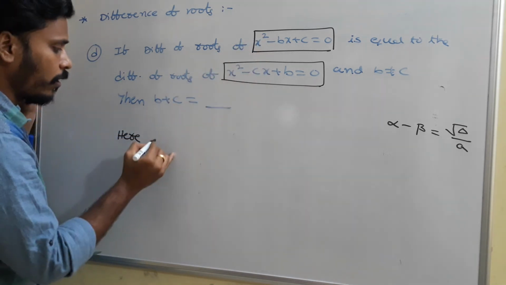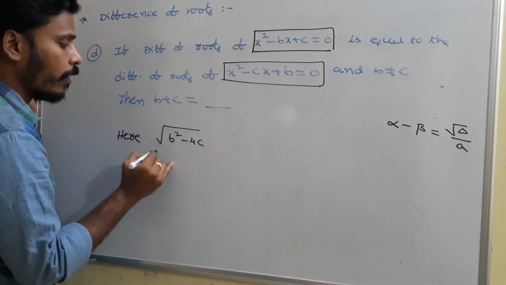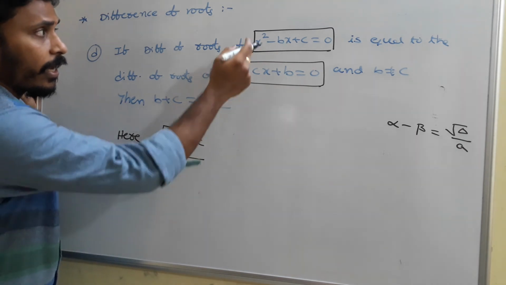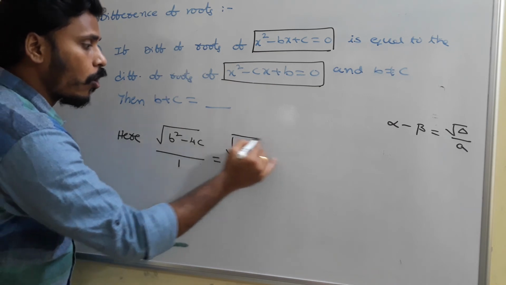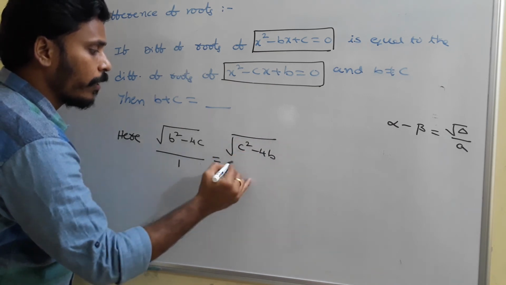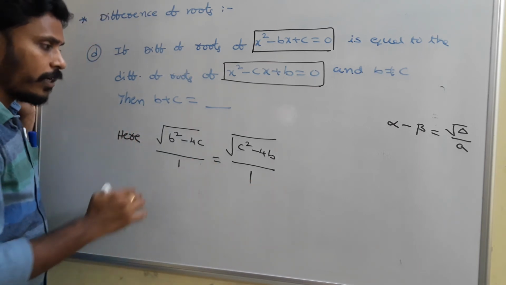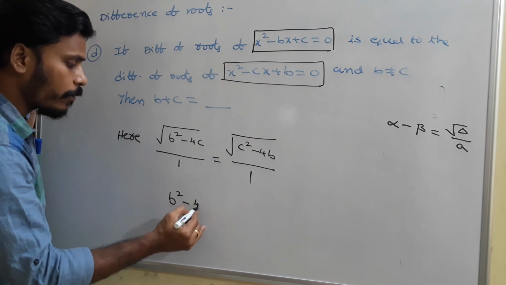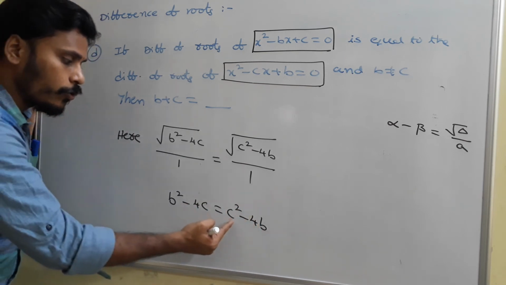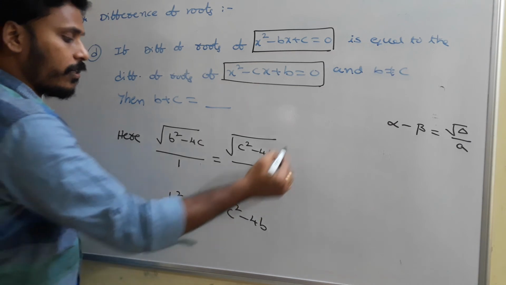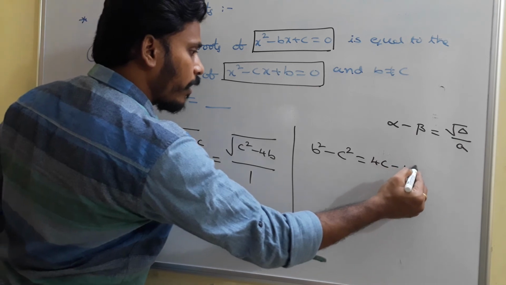For the first equation, square root of the discriminant is root of (b square minus 4c) divided by a. A is the x square coefficient, 1, and that is equal to, for the second equation again, square root of (c square minus 4b) divided by again 1. So the denominator is 1, remove it, square on both sides, so the square root also gets cancelled. So you have b square minus 4c is equal to c square minus 4b. Now you just send c square to this side and 4c to that side. What will happen? b square minus c square is equal to 4c minus 4b.